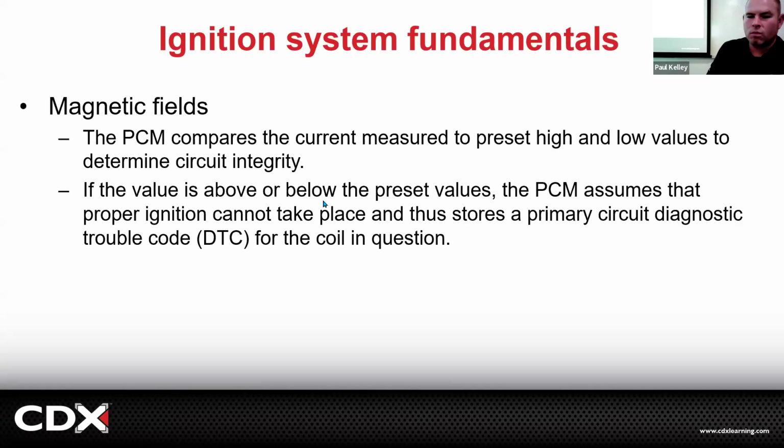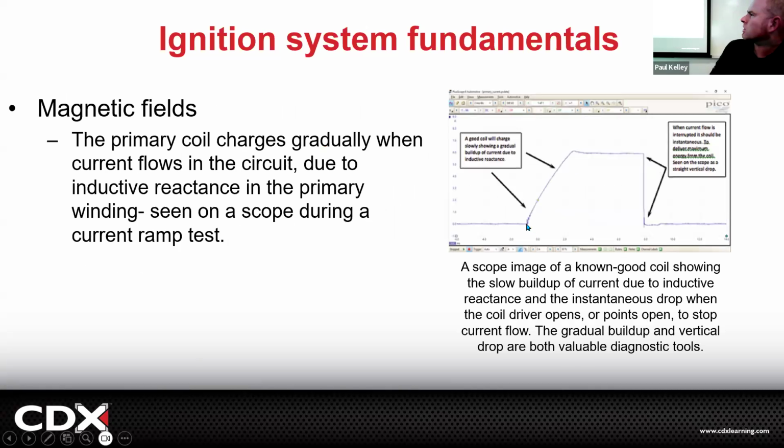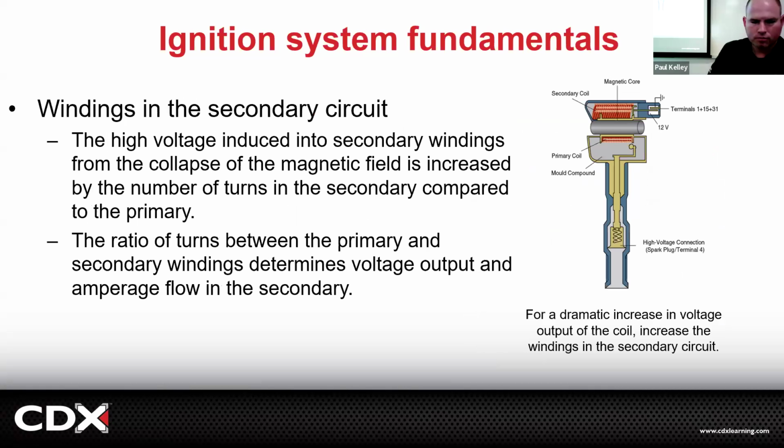So basically what we're saying is it's going to watch the current, like back here. Remember we had this right here. Remember how this current built up? That's like a really clean, good ramp up. If this ramp is abnormal, it knows that the primary side of the coil is not doing what it's supposed to do. Okay, so that's what we're getting into.